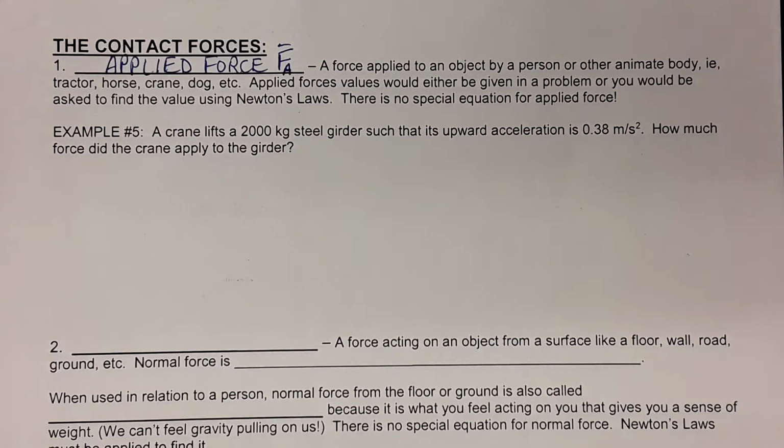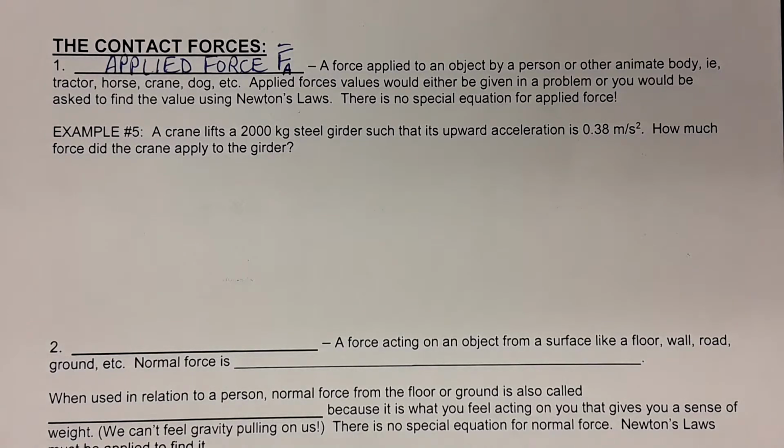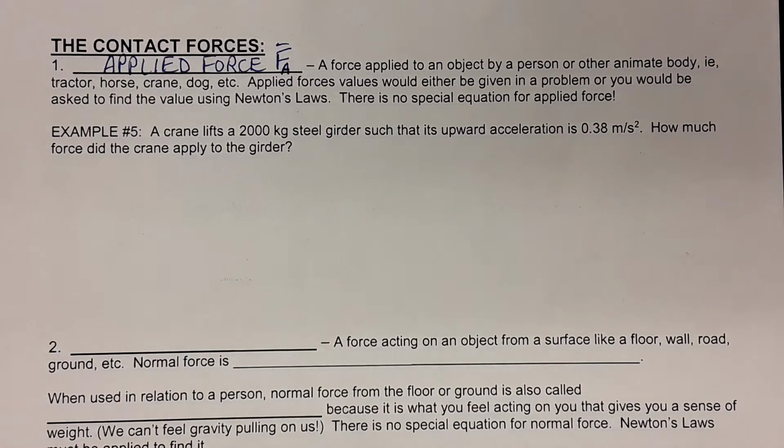Here's an example. It says a crane lifts a steel girder such that its upward acceleration is 0.38 meters per second squared. How much force did the crane apply to the girder? Now remember, a crane is an animate object, so it's lifting the girder. All right?